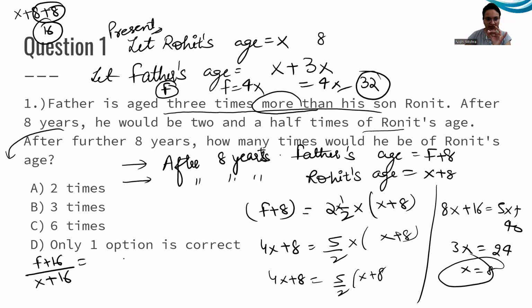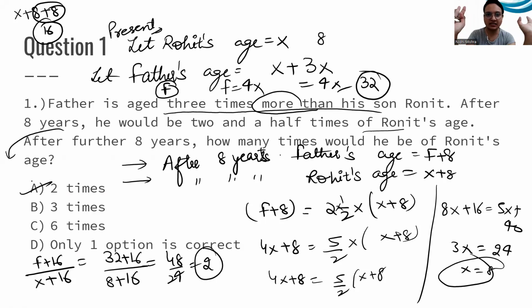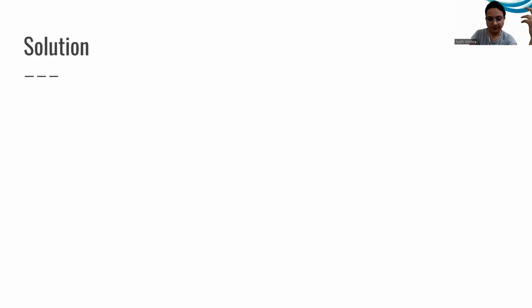I hope you are able to understand. Okay. Now, father's age is 32 plus 16. And here Rohit's age is 8 plus 16. Very important. And this is 2 times. Done. So let's go to the next question.